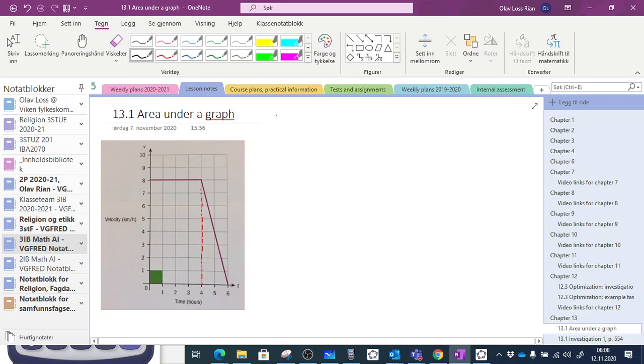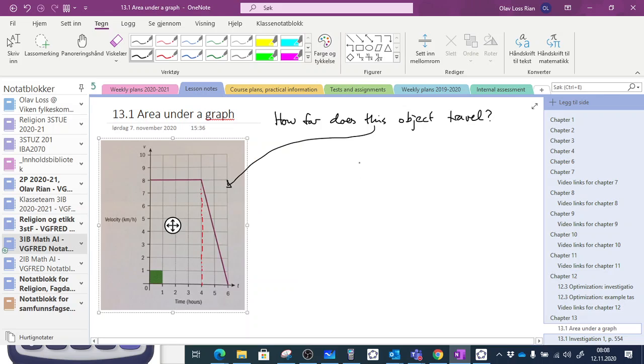The question is, how far does this object travel? By this, we're talking about this object that moves along this curve. We can answer this question in 2 ways, and we'll start with the first way. We split the graph in 2, the first 4 hours and the last 2 hours.